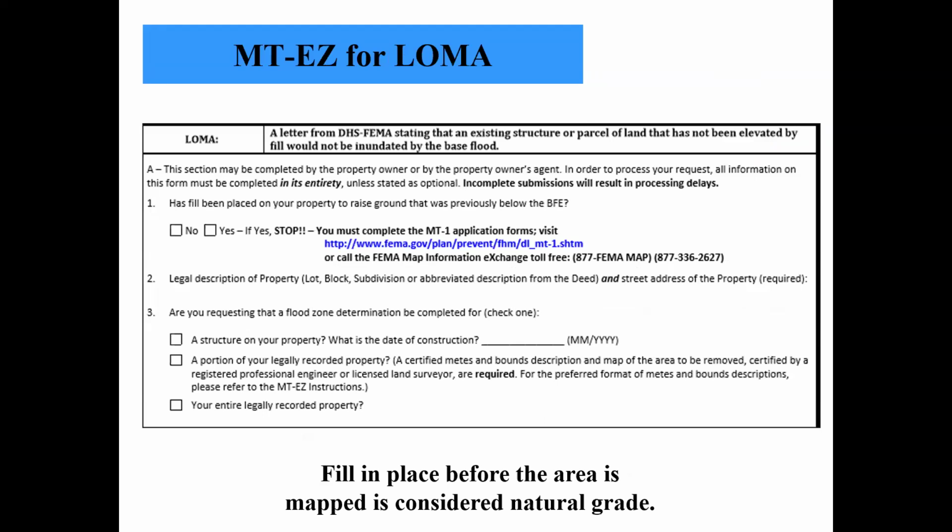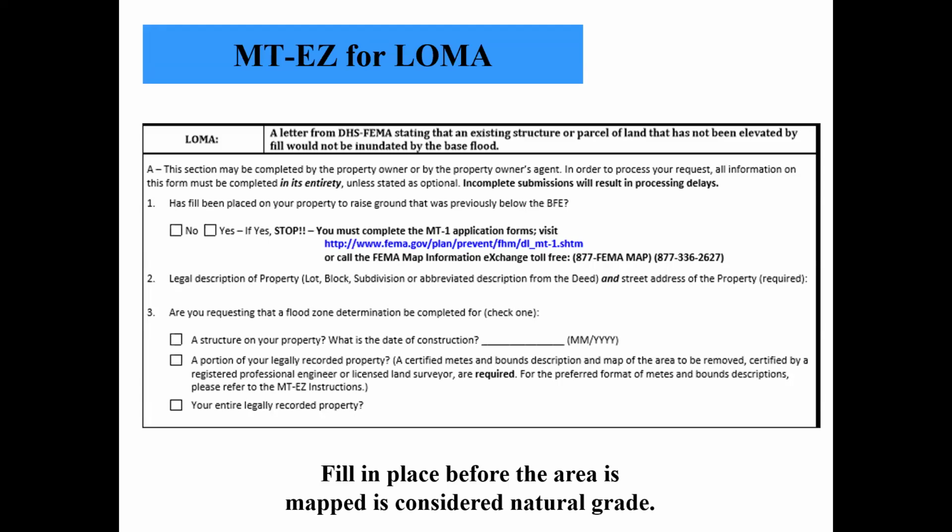So again, a letter of map amendment is for something that is on natural grade. So it's the natural earth that has not been altered in any way by fill. So they have put in these questions to try to filter out if you're using the correct form or not. And so at the top it says, incomplete, they're going to ask for more information. And then question one is, has fill been placed on the property to raise the ground that was previously below the base flood elevation? And if so, then you need to stop and complete the MT1 application.